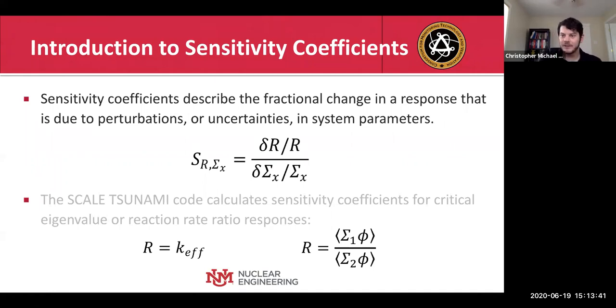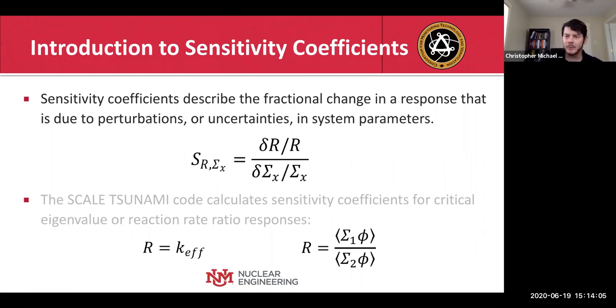So sensitivity coefficients are a fancy name for relative derivatives. If we know what kind of change we have in our cross section, say we have an uncertainty in our fission cross section, and we know the sensitivity coefficient, we can propagate that uncertainty through and figure out what kind of uncertainty we have in R, where R is some sort of response in our system.